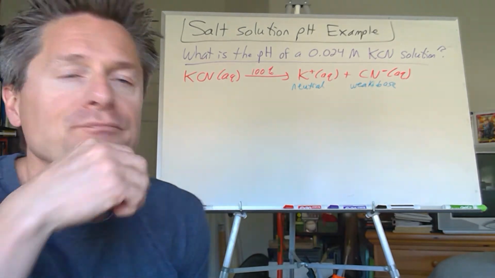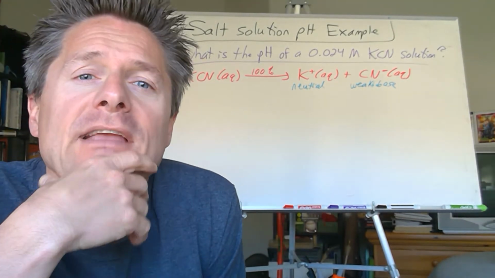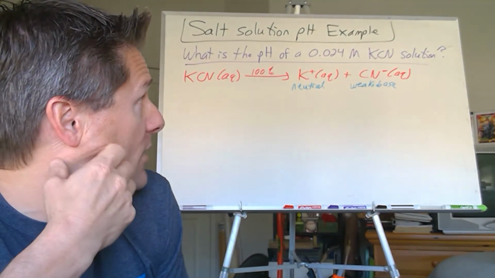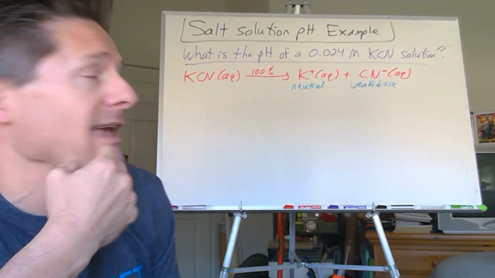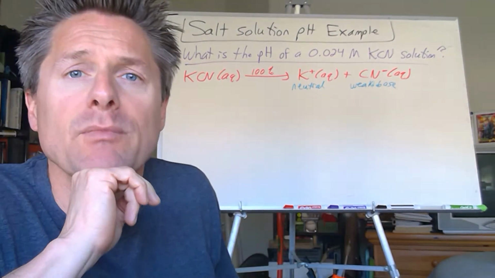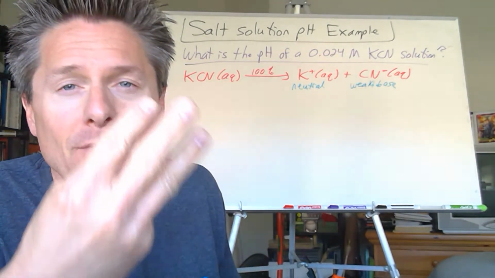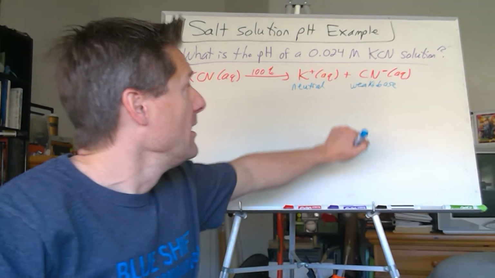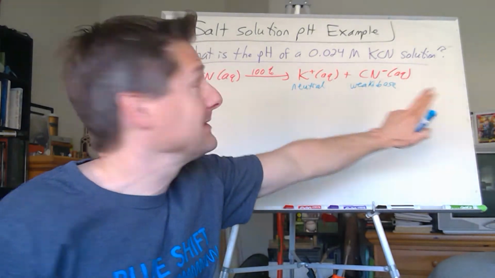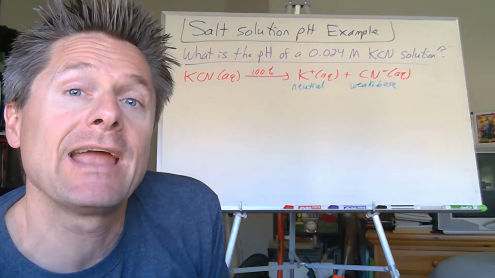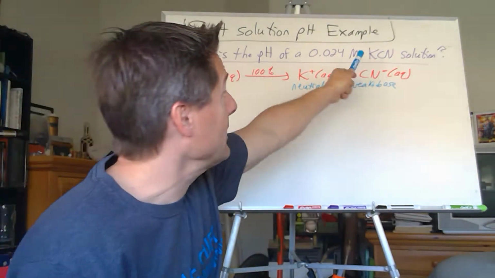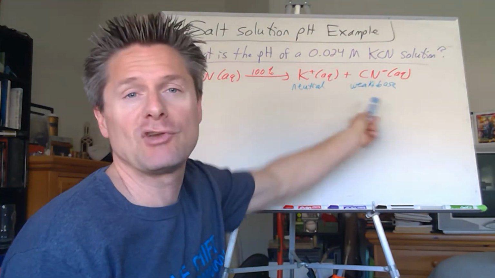Before we get started on our ICE tables and whatnot, I want you to take a look at this, and we need two pieces of information before we begin. Remember, normally we're going to do the Q versus K, the ICE table, the Kb expression, all that fun stuff. I want you to tell me what the concentration of that cyanide ion is. I gave the concentration of this, but what's the concentration of this?